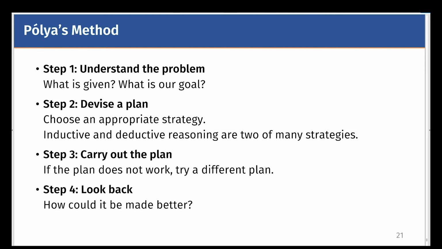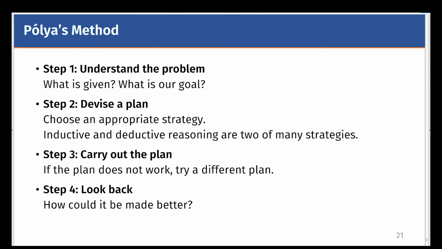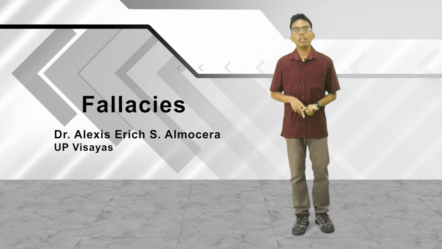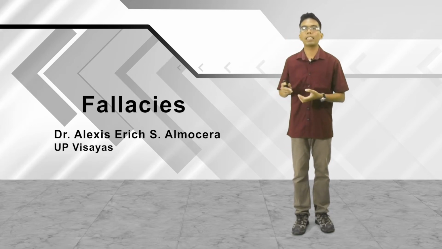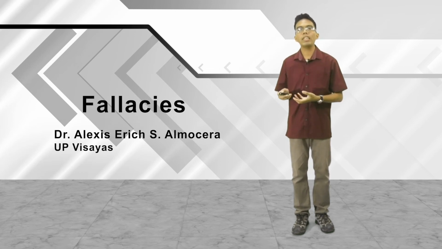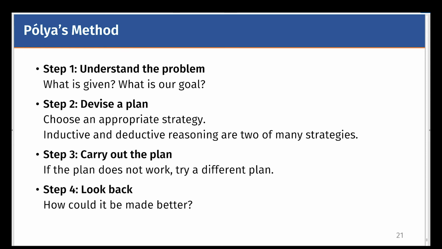The very first thing you need to do is to understand the problem. Of course, you're faced with a problem, so it is natural to understand it. Once you have an understanding, then you need to come up with the appropriate strategy. And it turns out that inductive and deductive reasoning are two of many strategies. You can also do pattern searching or reducing the problem into smaller bite-sized pieces or finding a similar problem. Once you have a strategy, carry out the plan, see if it works, look back and see how this might be applicable to other related problems.